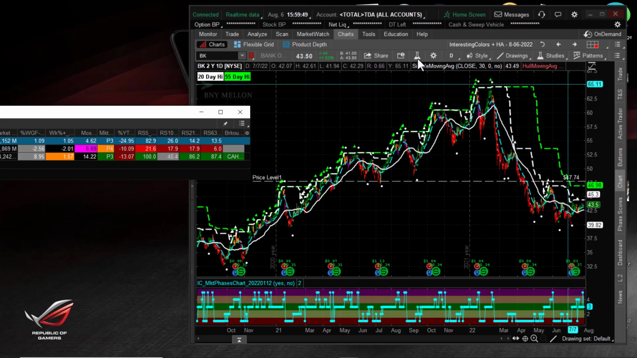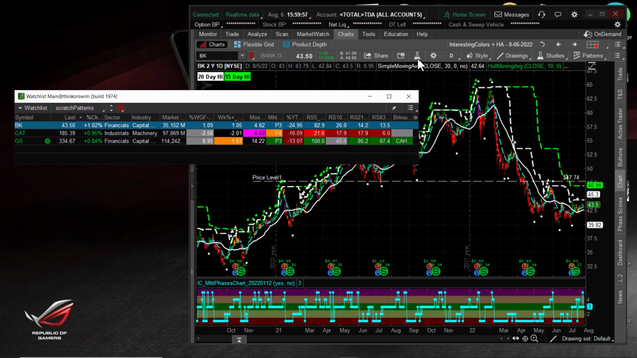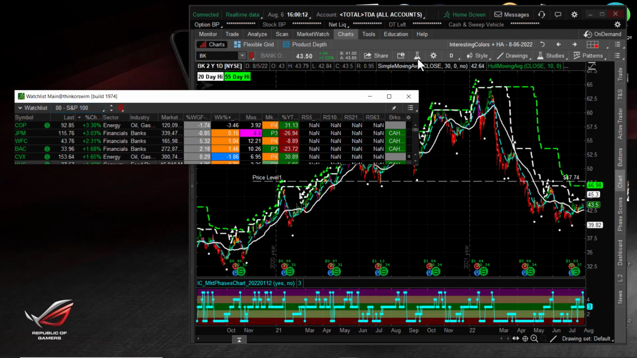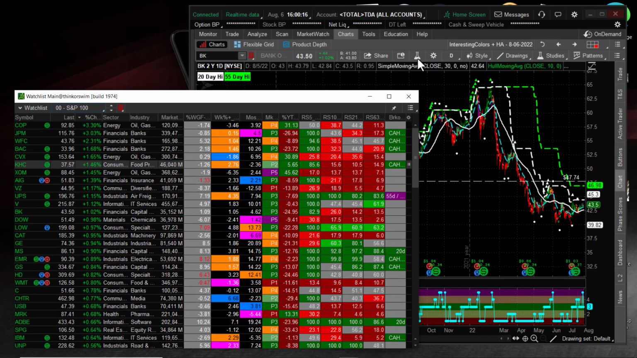So those are critical things, and one of the things that I built into the watch list was this column called breakouts. And let's look at something that has more volume, if you will. Let's look at the S&P and see if I can show you some more in here, because it's very critical. And I've color coded it.